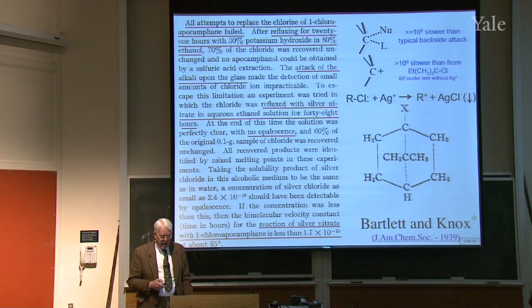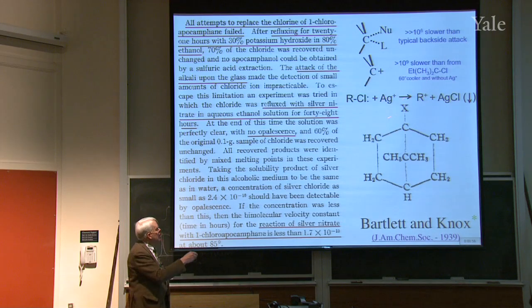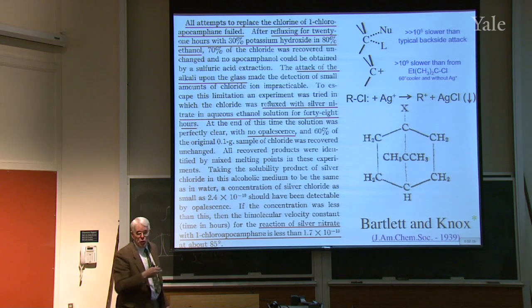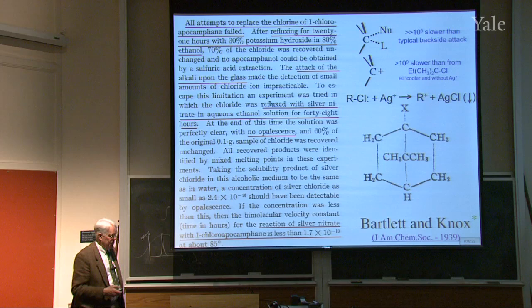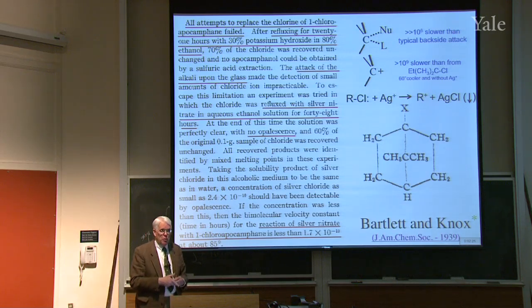Now, the reaction in this one, this compound, so it's a carbon that has 2 methyls and an ethyl on it, this one here is at least 1 billion times slower than that. And when this one was measured, it was done 60 degrees cooler and without the silver pulling on it. So it's many, many, many powers of 10 more difficult to form this cation when it's bent.